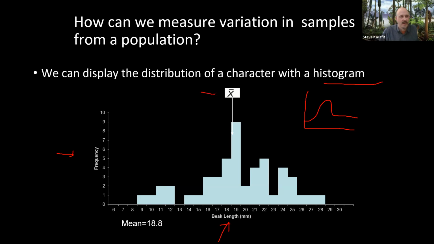This symbol, by the way, this X with a line over it, stands for average or mean. That's what that symbol stands for. So in this example on the screen, which is a little bit different than your manual, we have quite a bit of distribution, but we do have an average. The average on the one on the PowerPoint is 18.8 millimeters. That's how long the beaks are on this example. And so if I put that on this histogram, that's about right here. And you can see there's variation around that.